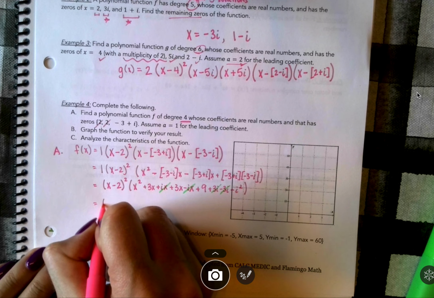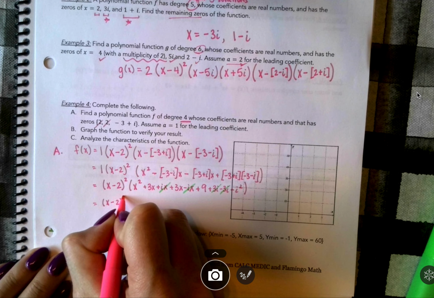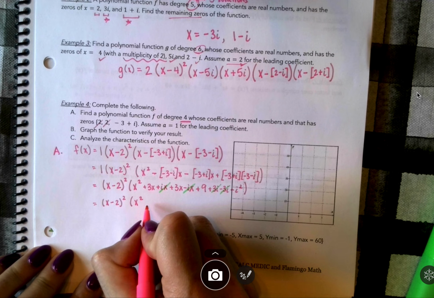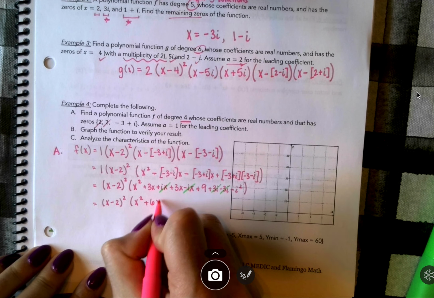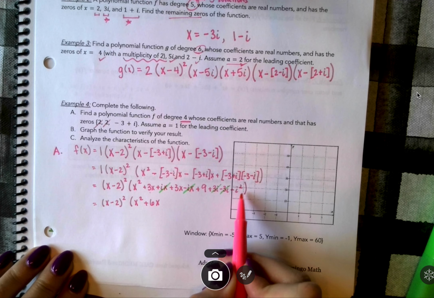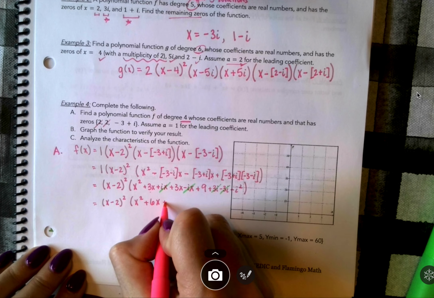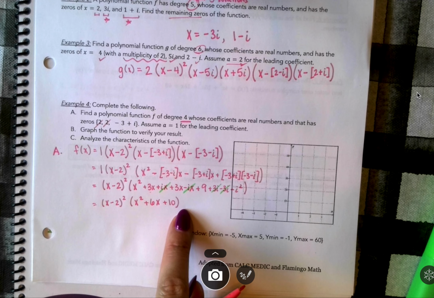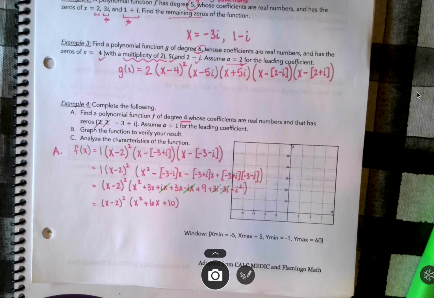So here I have (x − 2)² (x² + 6x + ...), because I'm combining 3x and 3x. This is a positive 1 now, and 9 would be plus 10. This looks a lot better, and I can actually type this into my calculator now to see what the graph is. So let me grab my graphing calculator.